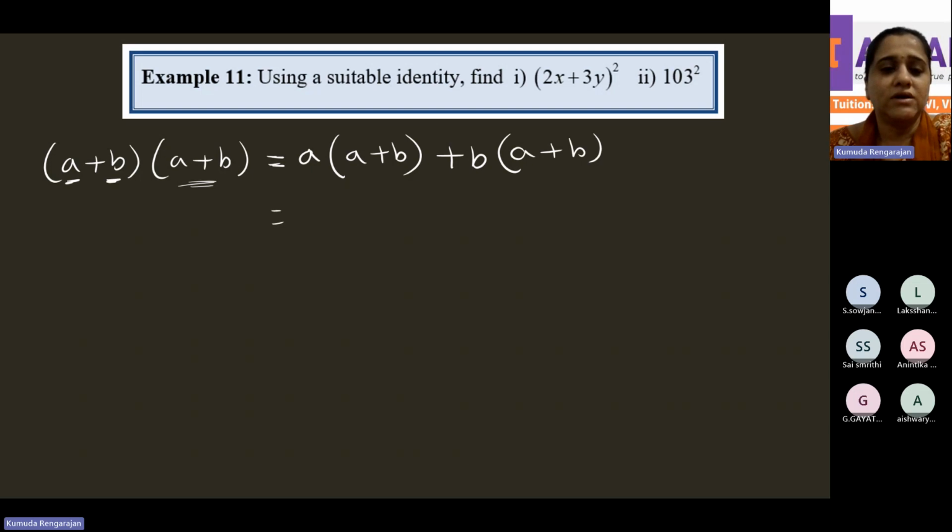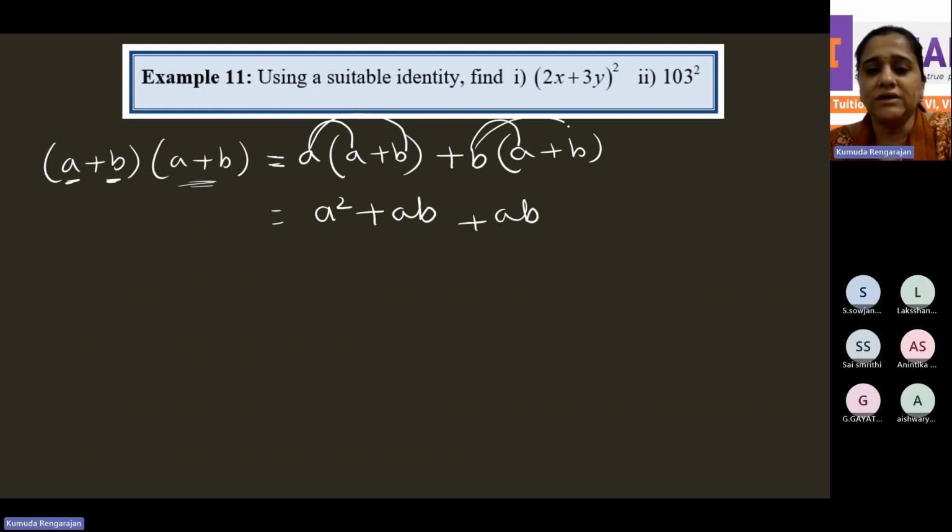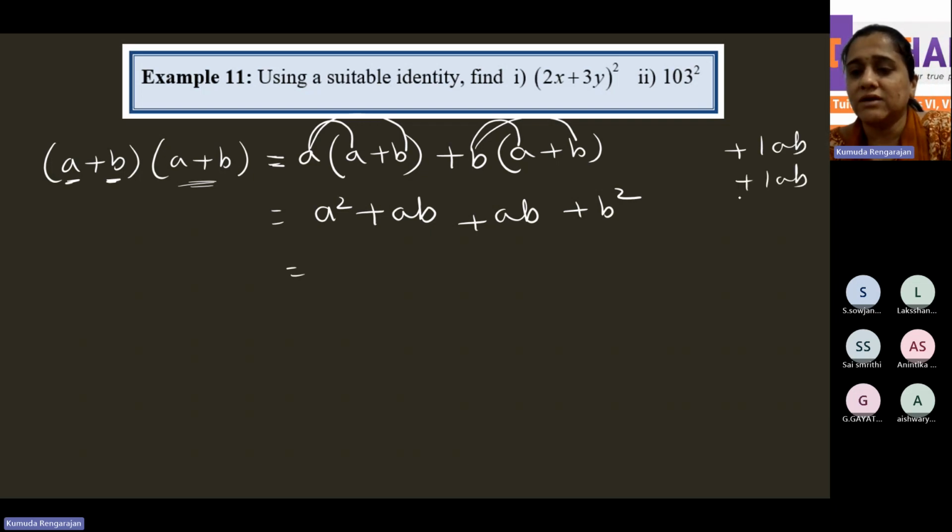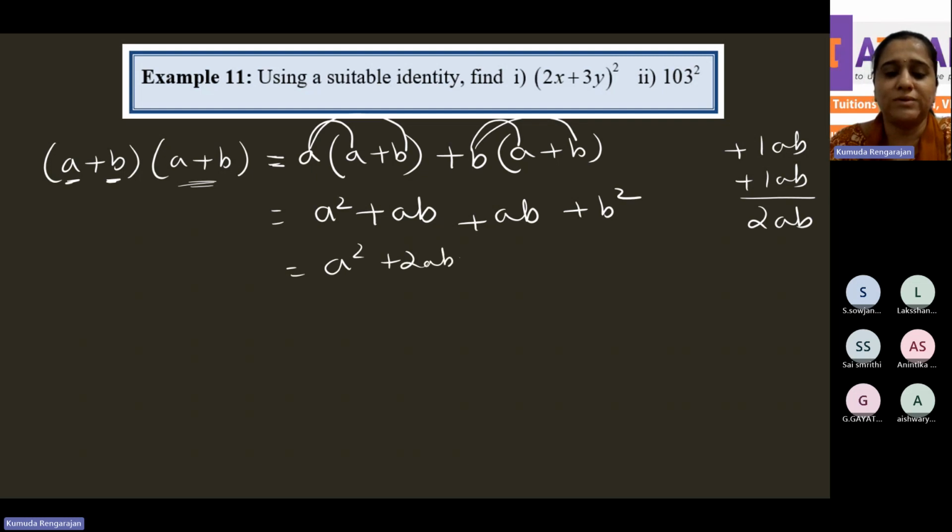Now this is equal to a into a, a square; a into b, ab; b into a, ba or ab; b into b, b square. So now plus ab plus 1ab plus 1ab is 1 plus 1, 2, plus 2ab. You're not multiplying, addition. So a square plus 2ab plus b square.